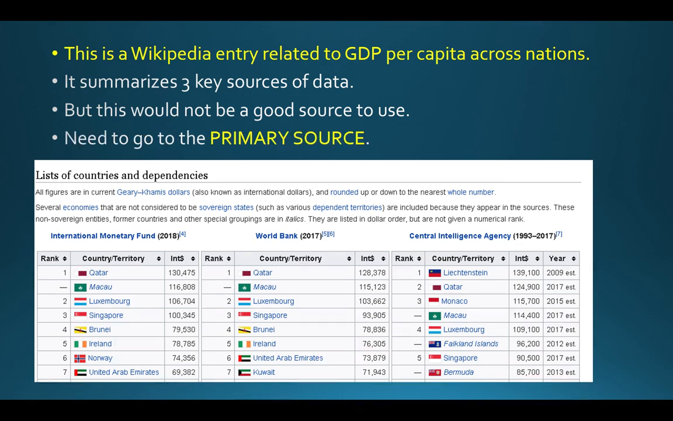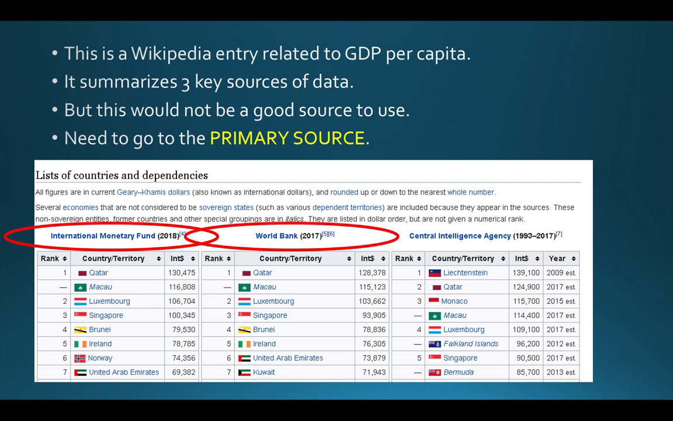So what are the primary sources? Well, we see 3 of them. The International Monetary Fund has collected data, and they're reporting it somewhere, and I can go find that. And then the World Bank data is being reported here, but I can go to the World Bank and get that data directly. And the Central Intelligence Agency also collects data. And so that offers me 3 primary sources where I can go to.